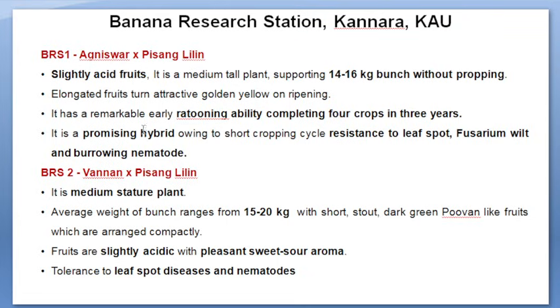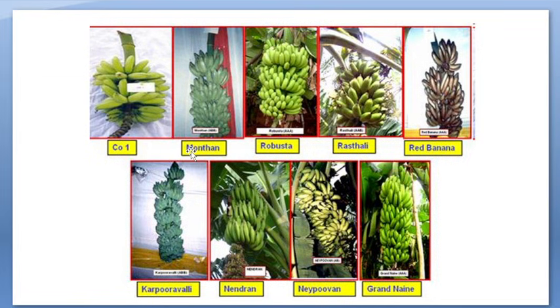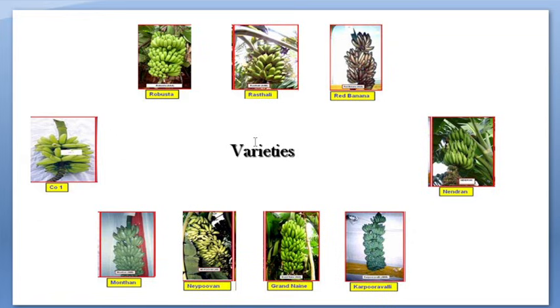But BRS1 is the promising hybrid. It is also showing resistance to many problems associated with banana cultivation. So these are some of the commercial varieties in most of the South Indian states. This is also the same one.